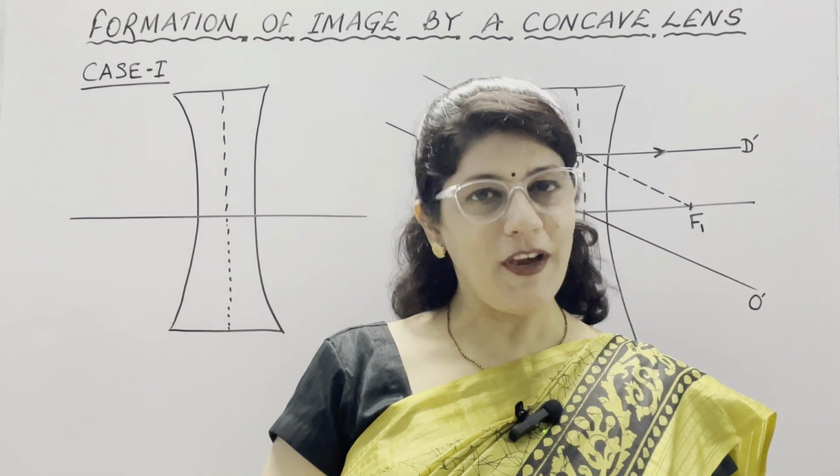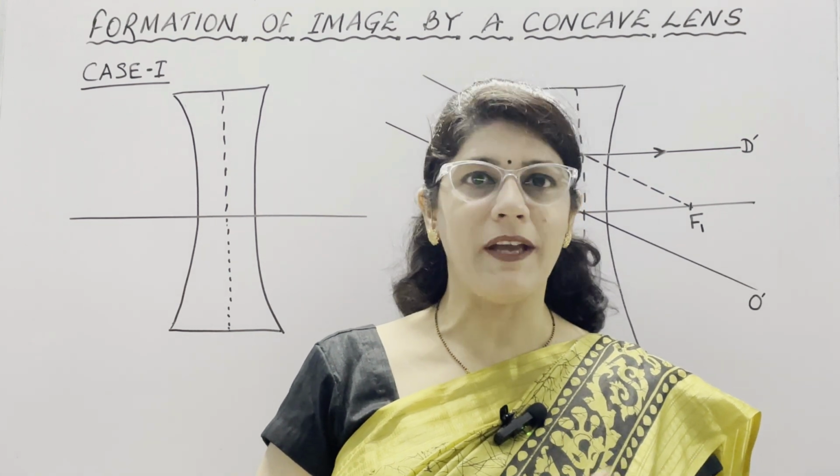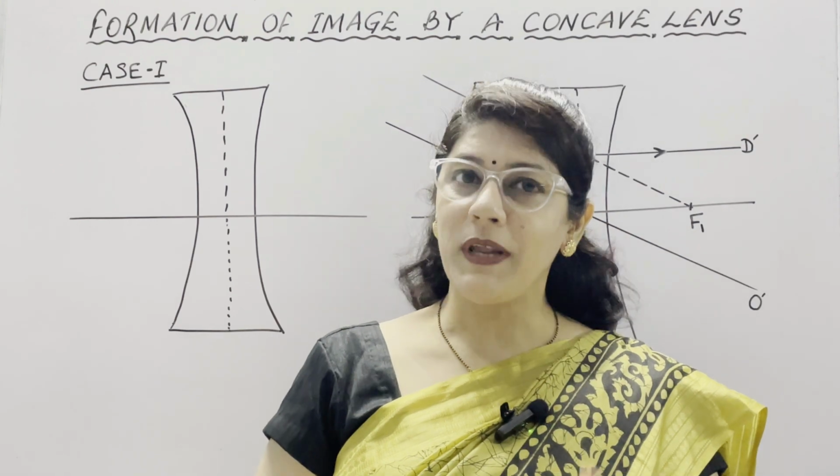Hello viewers, today we are going to discuss formation of image by a concave lens and numericals based on lens formula. Incident ray is coming parallel to the principal axis and you can see the rays diverging away from the center.